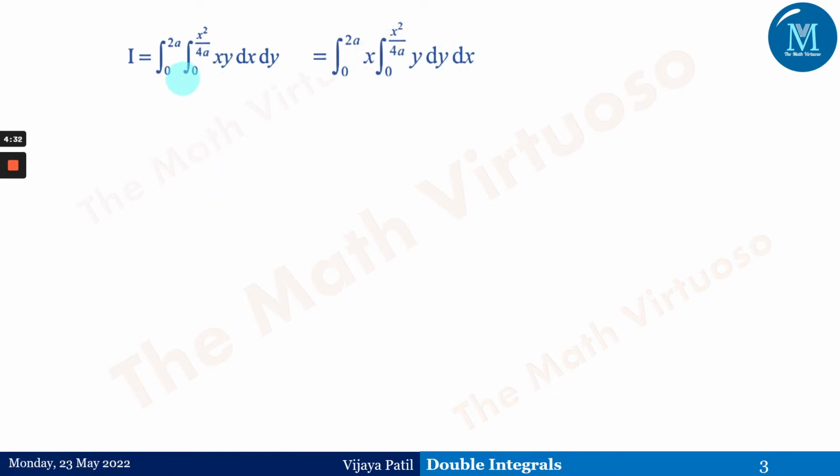Now if you observe here, this inner integral is for y, so we have to first integrate this with respect to y. Out of x and y, x is a constant, so we have taken that x outside the innermost integral, and we have to integrate this.